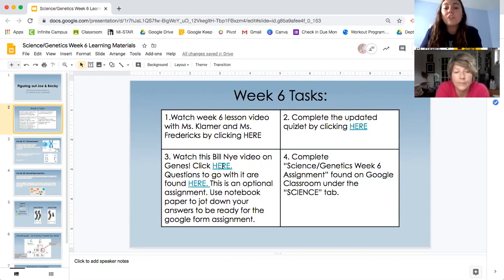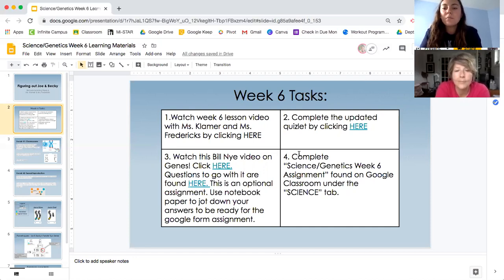Now, an extra thing is there are some questions that go with the video that are in order of the video. This is an optional assignment. If you click right here, it's going to take you to those questions, and you can just jot them down on a sheet of paper. This is not required. However, it'll really help you when going to your Google Forms assignment to finish that. So I would highly recommend it. It's just another optional activity to help you wrap up this unit.